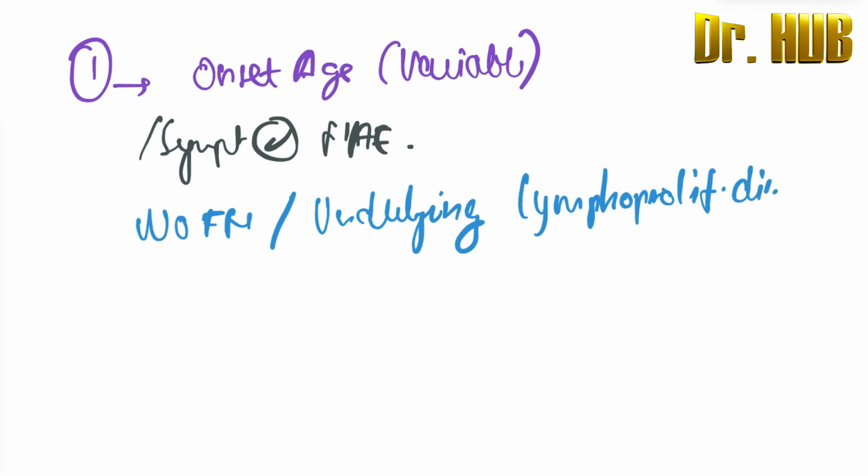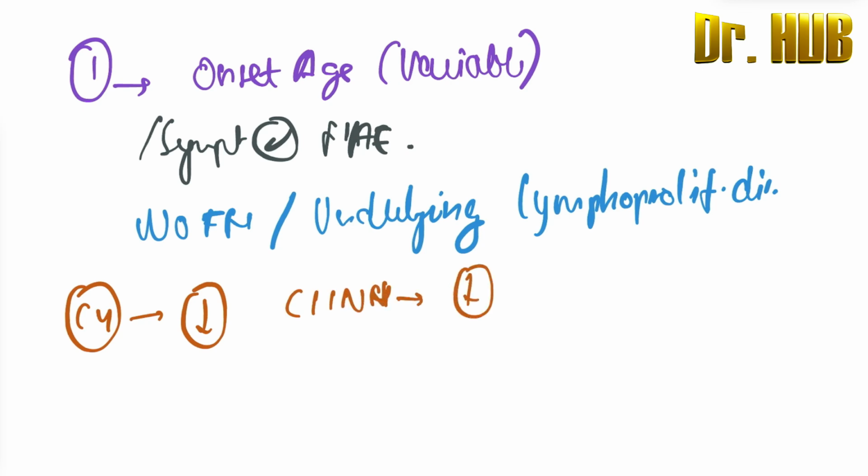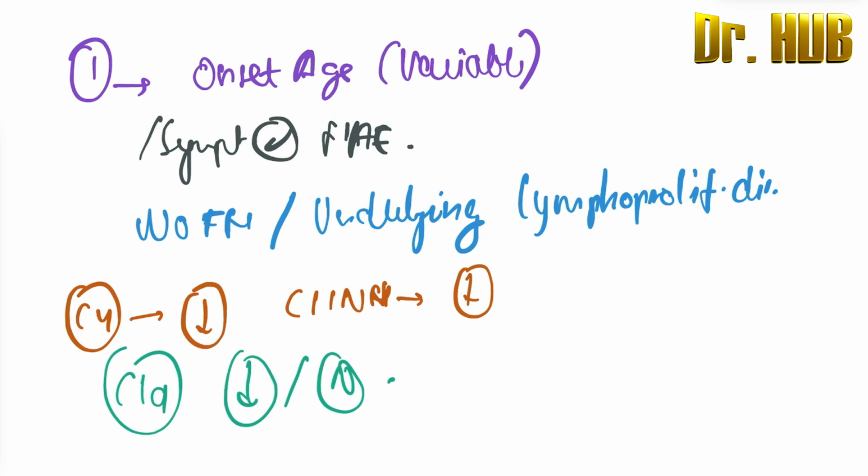Next, we look at the laboratory findings. What about the C4 levels? The C4 levels will be usually low, and the C1 INH level is going to be low as well. Now the C1Q level is also usually low, and it also may be normal.